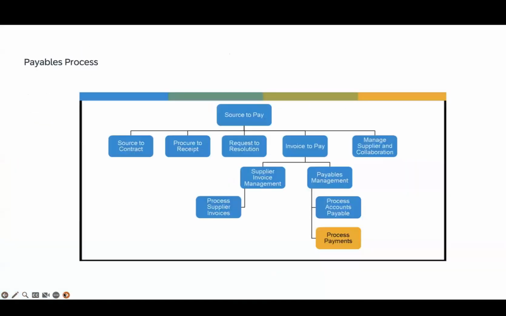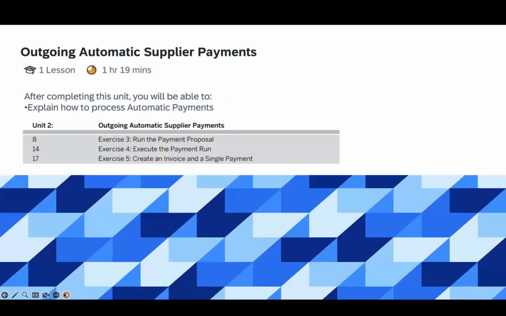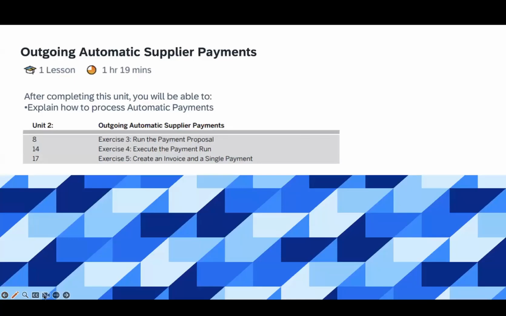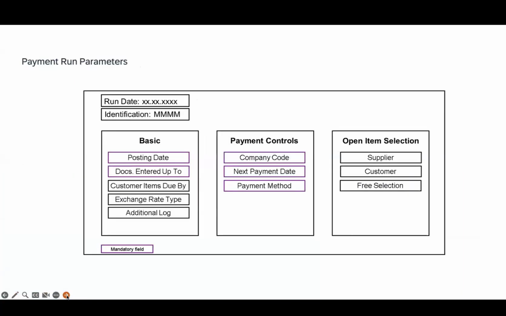You can pay manual invoices, but let's look at the automatic payment process. So what we do is we create a payment run there, and within our payment run, we want to do payment proposals first. So the overall idea in our automatic payment run is that we create a payment run.